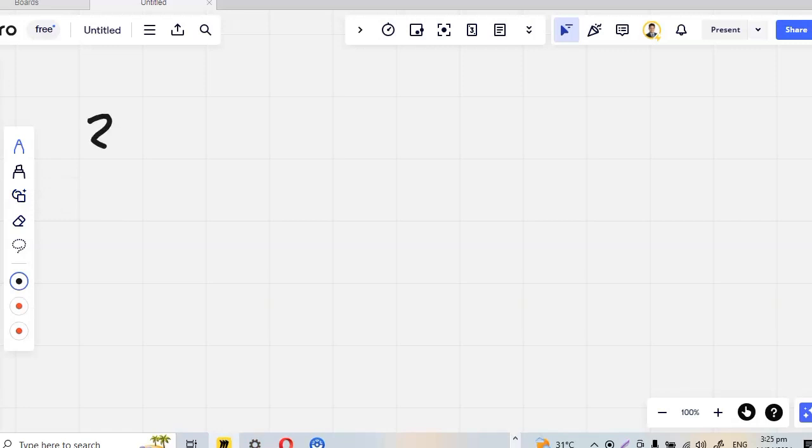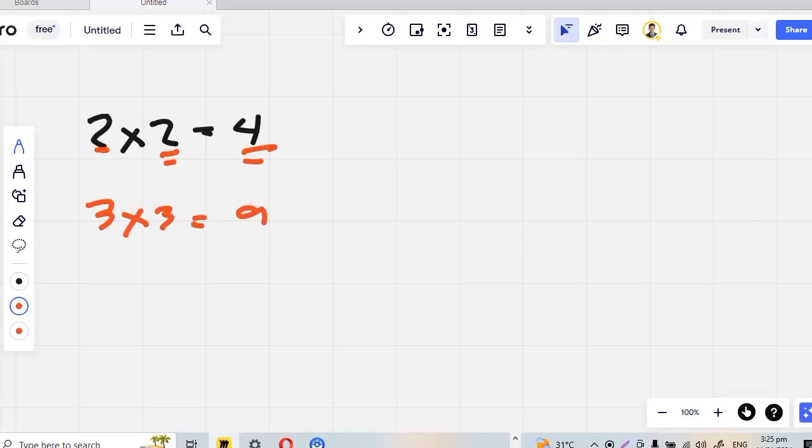If I write here 2 times 2 is equal to 4, then 4 is a perfect square because it is the product of two equal integers, which is 2. Okay, let's have another one. 3 times 3 is equal to 9. So 9 is a perfect square because it is a product of two equal numbers, right?